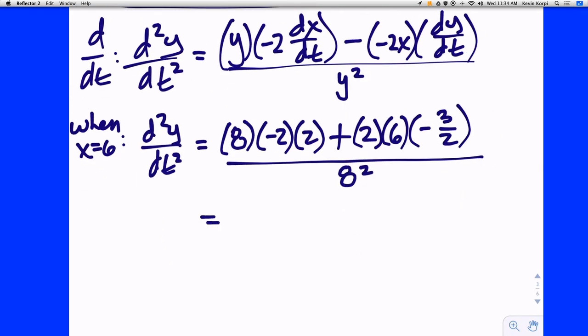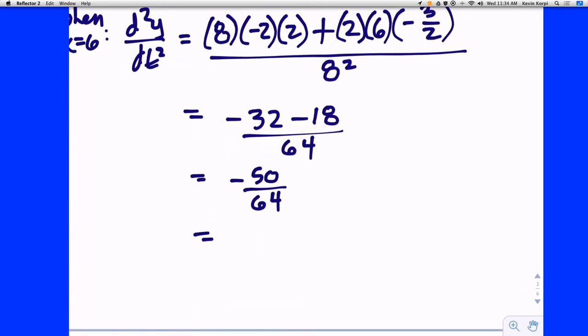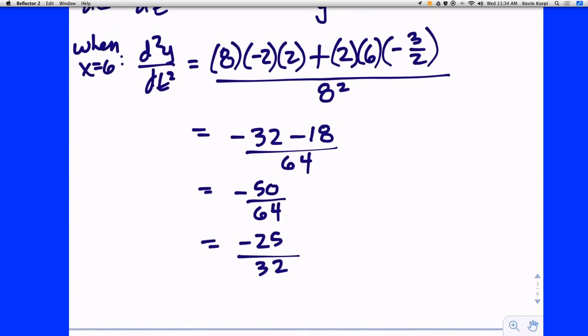And with a little bit of elbow grease here, we can simplify it. We get negative 32 minus 18 over 64, which gives us negative 50 64ths, which, gosh, that may simplify into something, huh? Negative 25 32nds. And it is a negative number, as we expected it would be. And now what are the units? Feet per second squared. There you go.